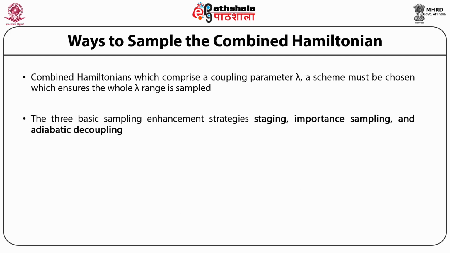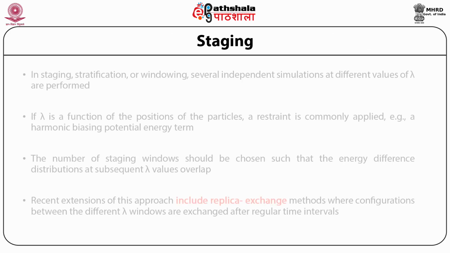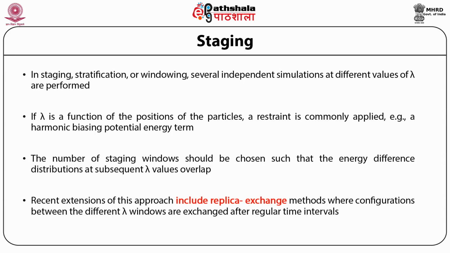How do we do this sampling? Most often what we do is stacking, importance sampling, or adiabatic decoupling. What do we do in stacking? Actually, the replica exchange method, which has been quite popularly used, does this stacking or stratification or windowing of these different independent lambdas. The beauty of the system is you can generate all these configurations separately on your parallel computers and collect the density function and ultimately recalculate back your potential functions.